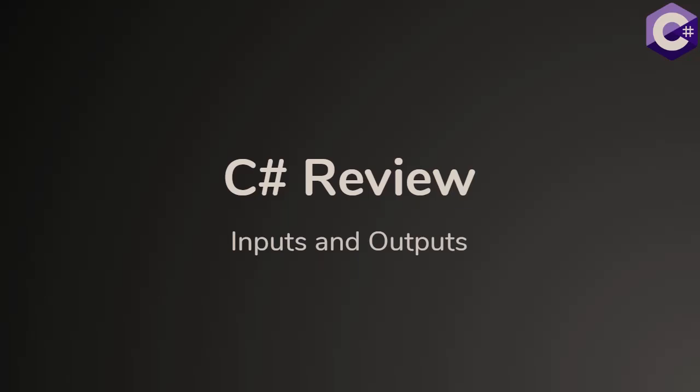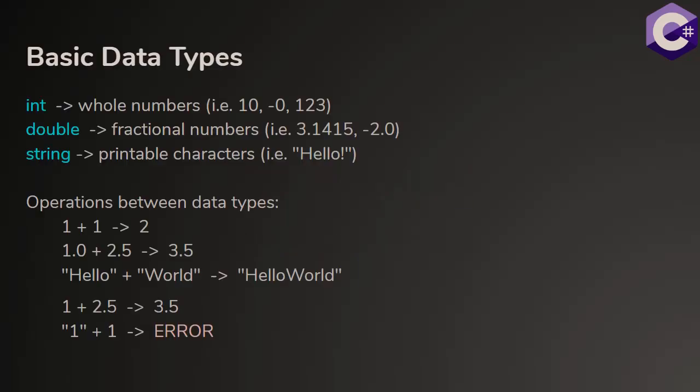Hello class. In this video we are going to review inputs and outputs in C#. So let's remind ourselves of some basic data types in C#. We have integers which hold whole numbers, doubles that hold fractional numbers, and strings that hold printable characters. When we are dealing with inputs and outputs, we are really going to be focusing on this string data type.